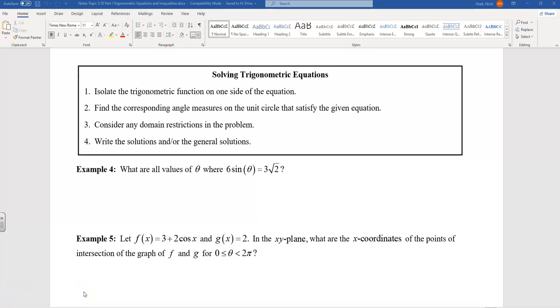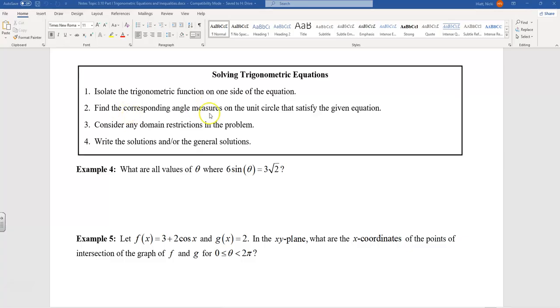All right, so solving trig equations is a lot like solving all the other equations, right? We're trying to get the x by itself. That's what our goal is, right? So the steps that Mr. Passwater has for us here, you're going to isolate the trig function on one side of the equation. So we're trying to get whatever trig we have all by itself on one side of the equation.